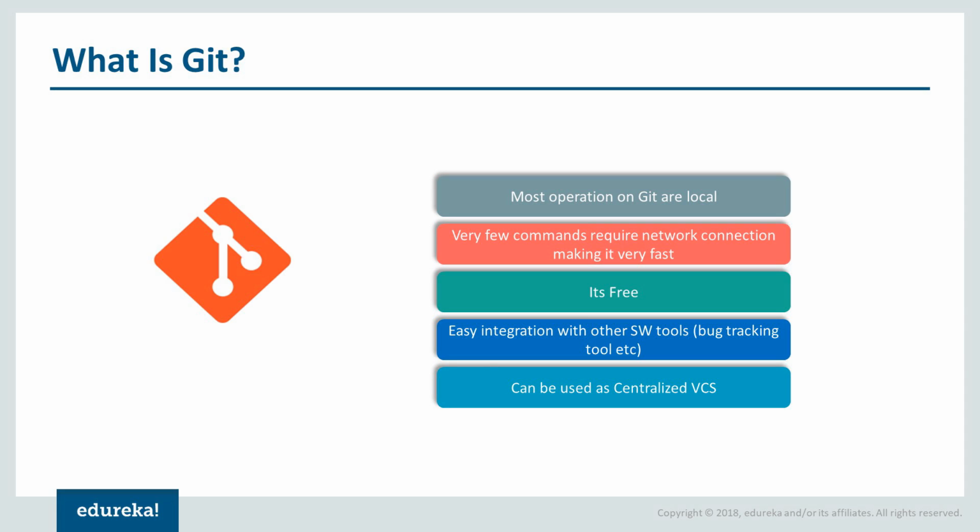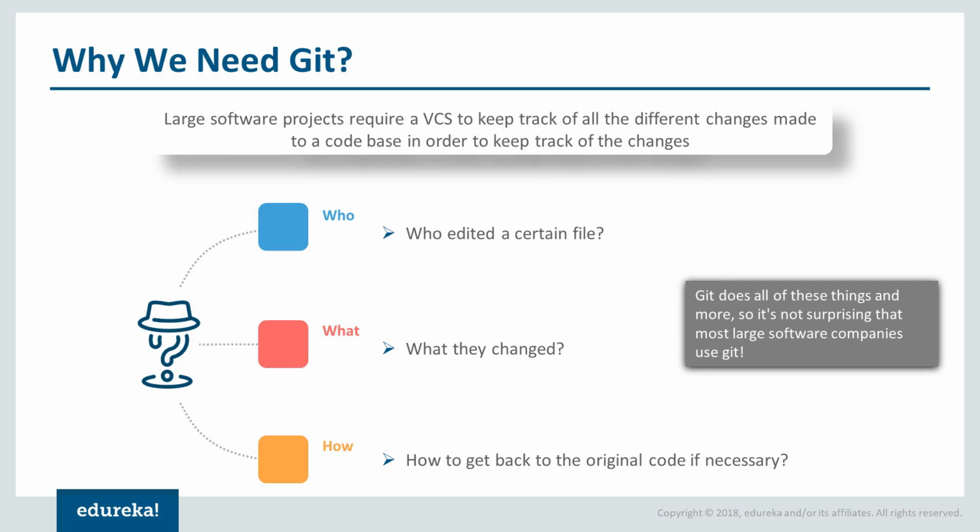Now, since Git architecture has a local copy, most operations in Git are local, which is again the reason for it being fast. So once the Git commits are done, users will push the changes to the remote repository. Hence, very few commands require a network connection. It is open source and free. It can be easily integrated with other software tools through Git add-ons such as Jira, which is a highly popular bug tracking and issue tracking tool. And last, with simple steps, Git can be configured to work as a centralized version control system if need be.